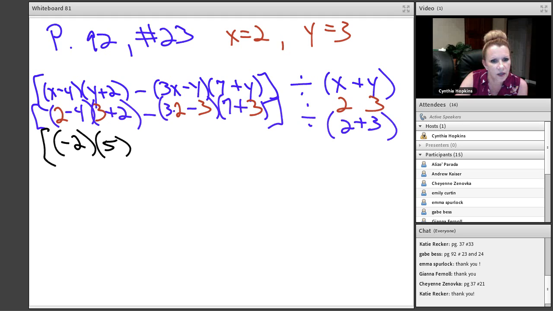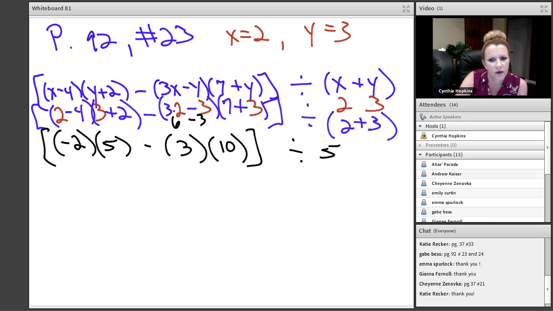Put this bracket here. Minus, this is going to be 6 minus 3. Okay, 6 minus 3, so I get 3. Then my 7 plus 3 is 10, and then close the brackets, divided by 5.